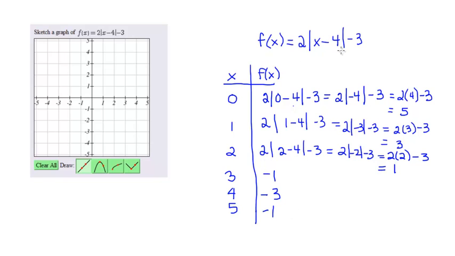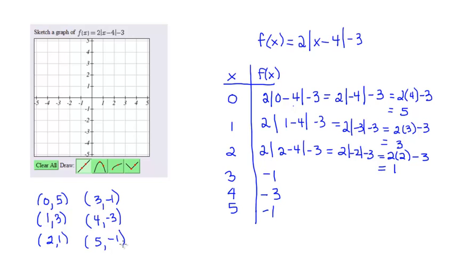This means this function has a series of points that are on the graph, and that series of points, if I wrote them down over here, would be 0, 5, 1, 3, 2, 1, 3, negative 1, 4, negative 3, and 5, negative 1. These are just 6 points that fall on this function.